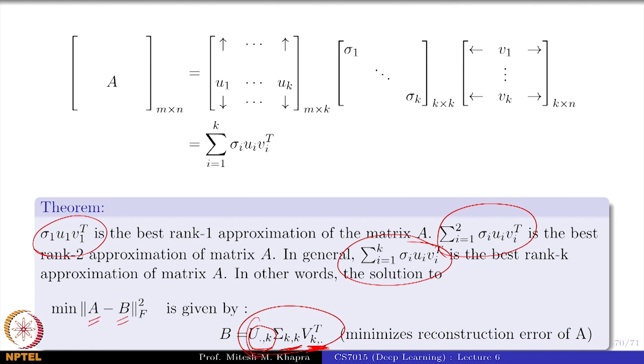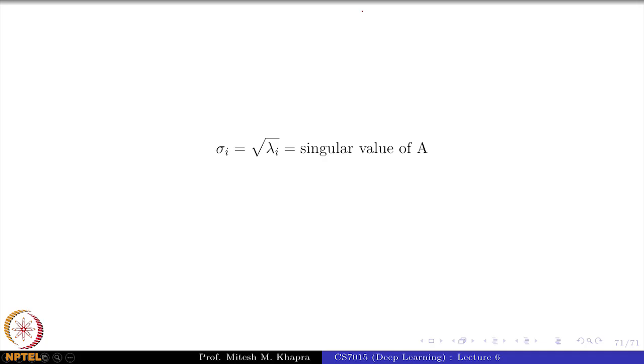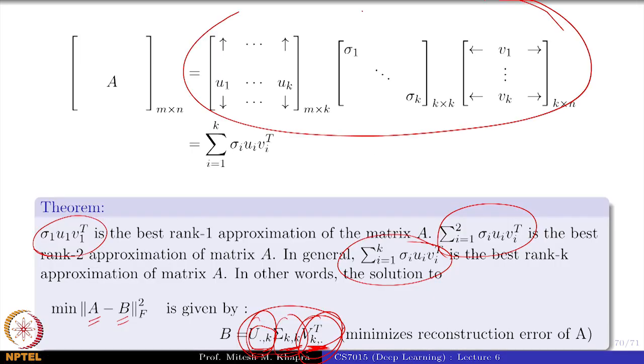This is the first K columns of U. These are the K singular values put across the diagonal, and this is the first K rows of V transpose. And this is exactly the product which I showed you here. Is that fine? So there is a theorem, called the SVD theorem, which says that if you want to reconstruct A, then this is the best rank K approximation that you can get.